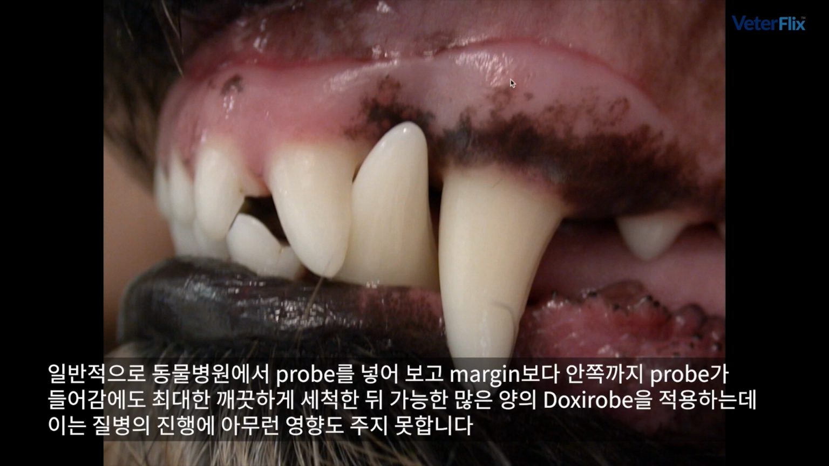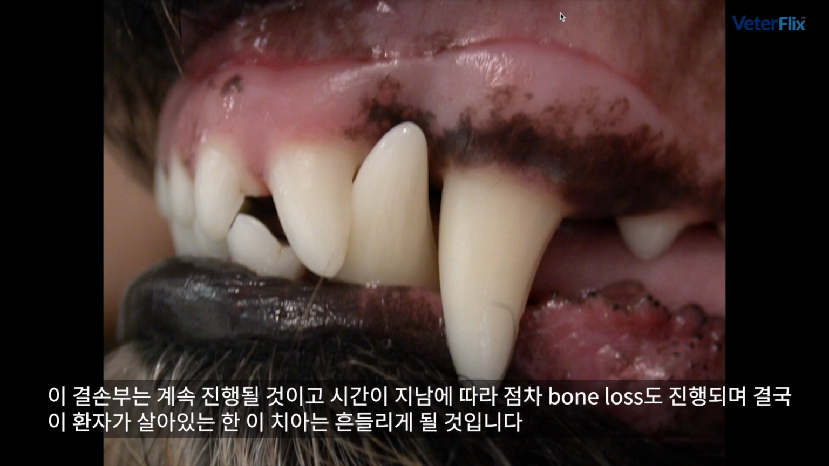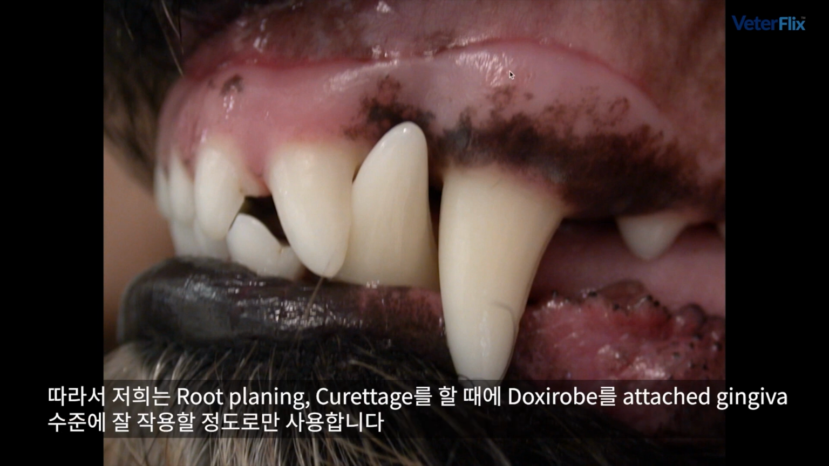So commonly what we see in practice is people placing that probe, it goes up beyond this margin, they clean it out as good as they possibly can, and then they place a lot of doxyrobe in here, and that does absolutely nothing to prevent the progression of this defect. It will continue to progress, the bone will continually be lost over time, and eventually this tooth will become mobile if the patient lives long enough. So when we're doing root planing and curettage and we're placing doxyrobe, we're confined to the attached gingiva only.